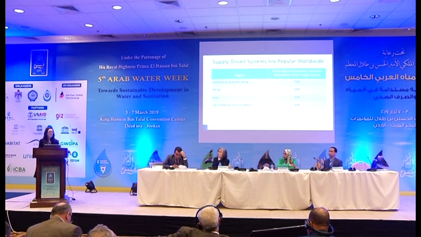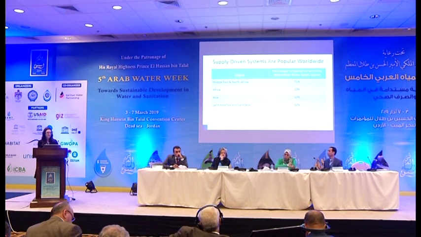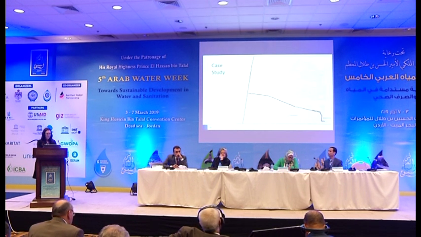Why is this topic important? Because in this region, and over the world, a lot of customers are on intermittent water supply, as shown in this table. In our region, Middle East and North Africa, more than 75% of the population are on intermittent supply. In Africa, it's 30%. In Asia, it's 50%. In Latin America and the Caribbean, it's 60%.